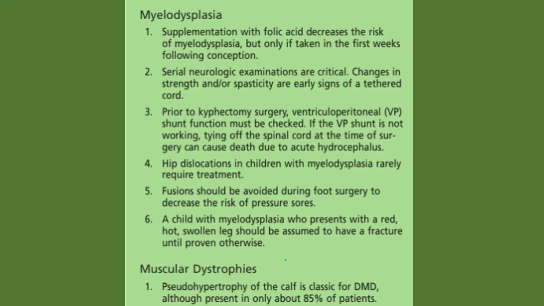Prior to kyphectomy surgery, ventriculoperitoneal shunt function must be checked. It should be working so as to relieve the tethered portion or to allow kyphectomy. If the shunt is not working, tying off the spinal cord at the time of surgery can cause death due to acute hydrocephalus. Hip dislocations in children with myelodysplasia rarely require treatment.